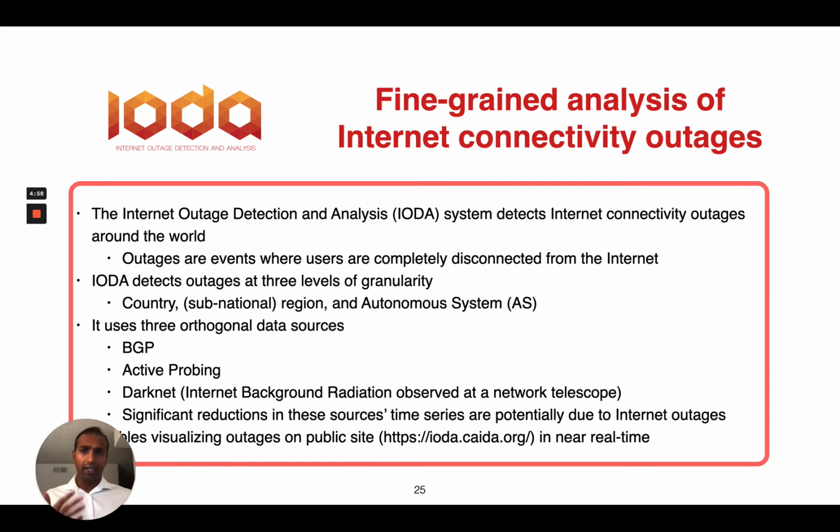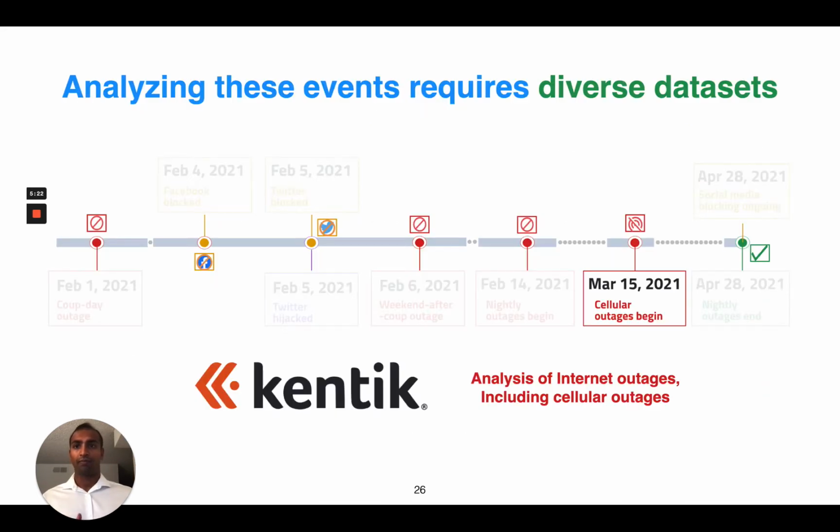IODA uses 3 data sources for outage detection: BGP data collected from internet routers, active probing data collected from pings sent to destinations around the world, and traffic from user machines seen at a network telescope. IODA's intuition is that a significant reduction in these sources' time series could potentially indicate an internet outage. And IODA's data is publicly accessible in near real time at ioda.caida.org.